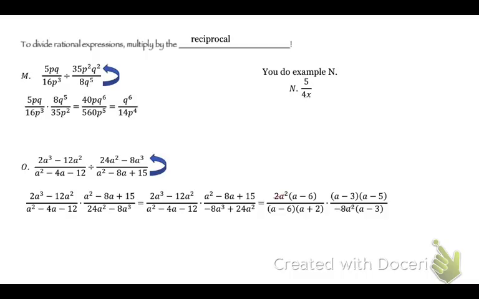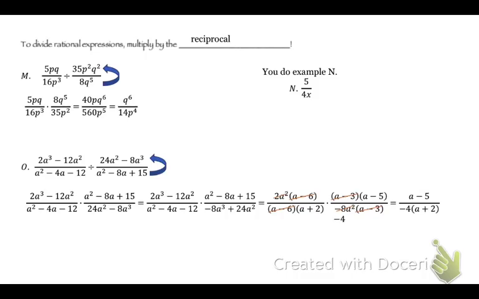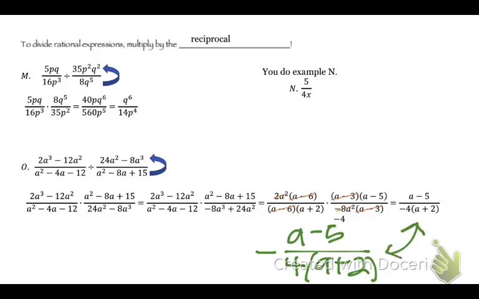Let's start simplifying. Those a squareds cancel, and I'm left with a negative 4 on the bottom because 2 goes into negative 8 negative 4 times. Those a minus 6's cancel, a minus 3's cancel, and I'm left with a minus 5 over negative 4, a plus 2. The other way you can write this, you could do negative a minus 5 over 4a plus 2. Either answer is right, and I'll be happy either way.